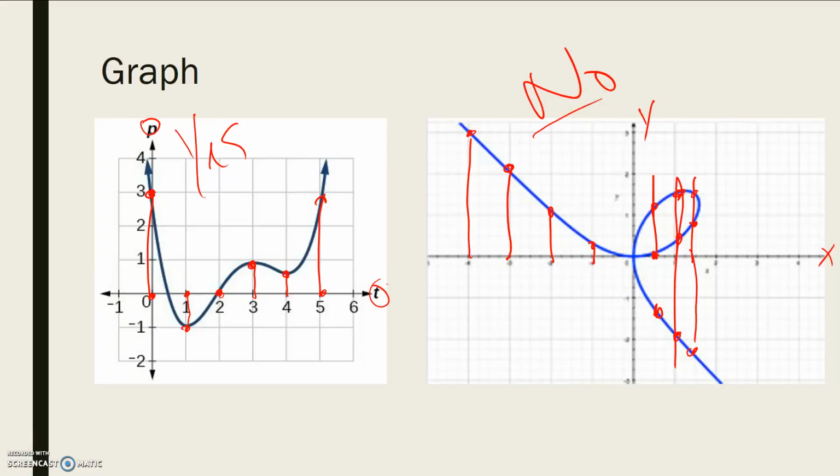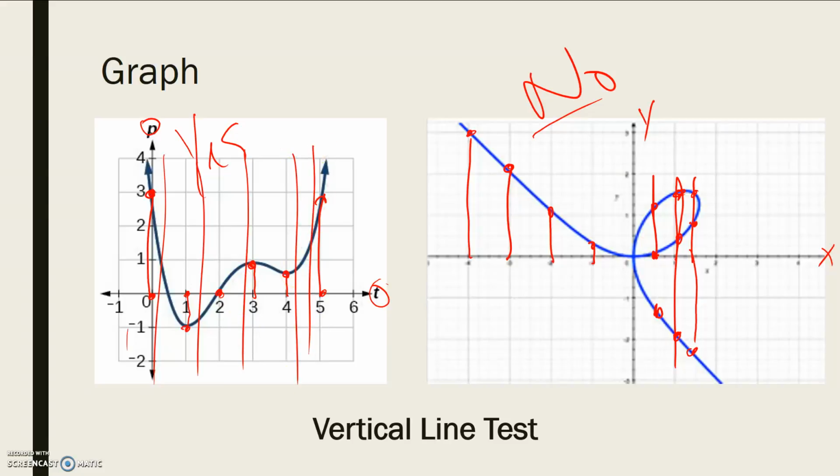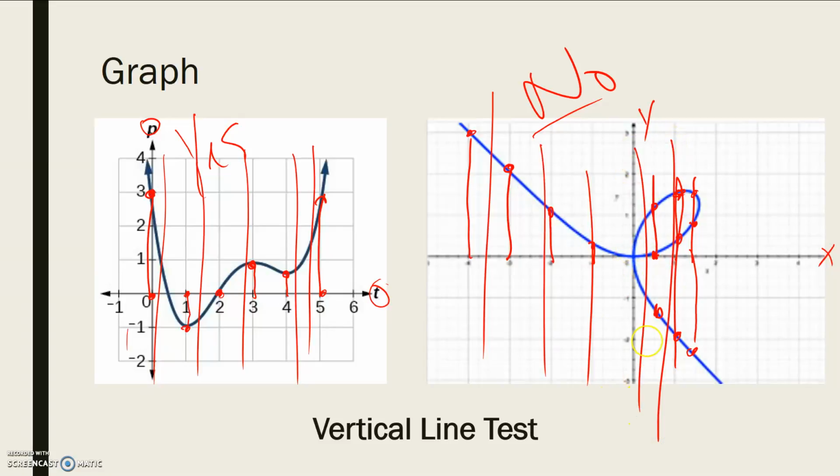You'll notice that as we're looking through these graphs, we put a lot of up and down lines on the graph to check it. What we call that is the vertical line test. Vertical line meaning up and down. The vertical line test: if a vertical line only goes through one point on the graph, that means that x value only hits one y value. If that vertical line goes through more than one point on the graph, like it does on the right-hand side, that does not pass the vertical line test because that means it goes through more than one y value, so it is not allowed. That would be one to many.